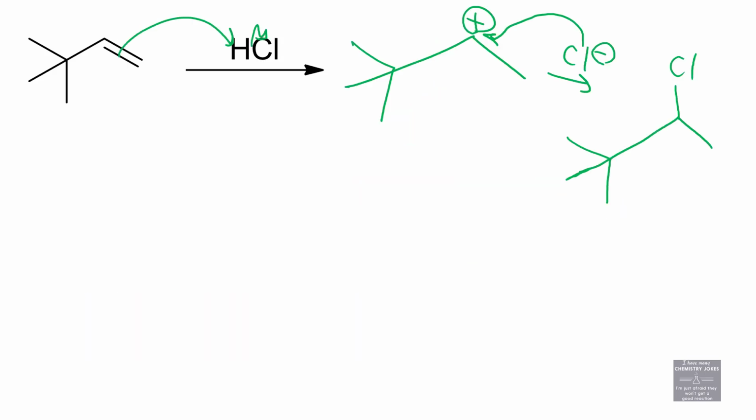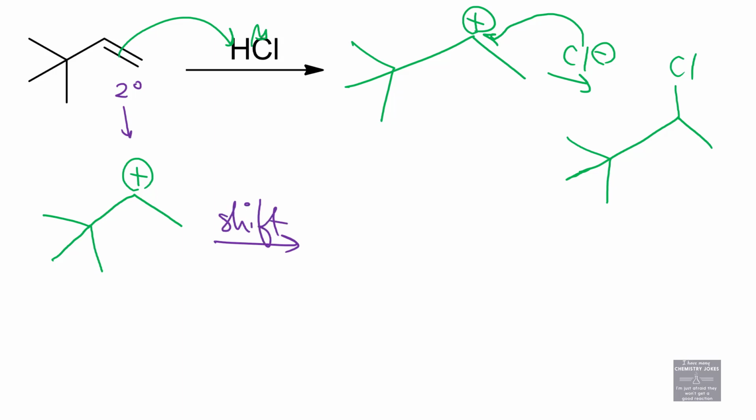So if we put our stereochemistry thoughts aside for a moment, and we go back to the carbocation that was formed in this reaction, that carbocation is a secondary carbocation. Secondary is not as stable as tertiary. So a carbocation shift can happen. What kind of shift happens? Well, a lot of shift happens.